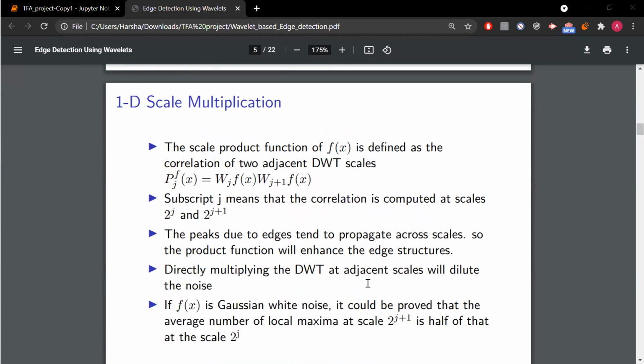Scale multiplication. So the scale product function is defined as a correlation of two adjacent DWT scales. The equation is visible there. Basically we are multiplying the subbands at two different scales, 2^j and 2^(j+1). The key thing with this scale multiplication is that the peaks due to the edges tend to propagate across scales, so the product function will enhance the edge structures. And also directly multiplying DWT at adjacent scales will dilute the noise. Next slide.